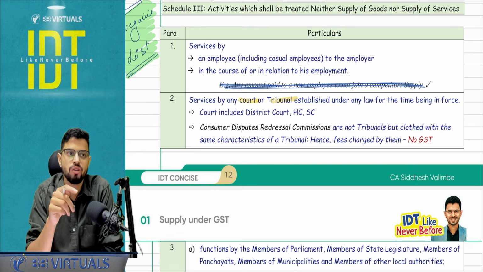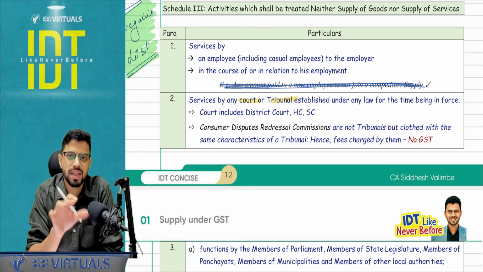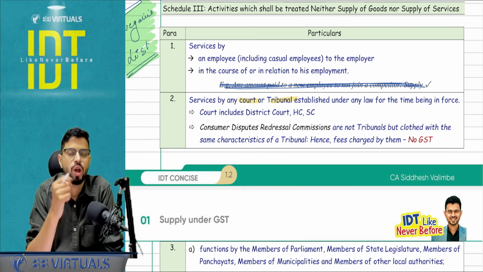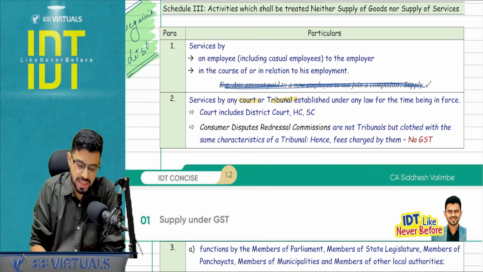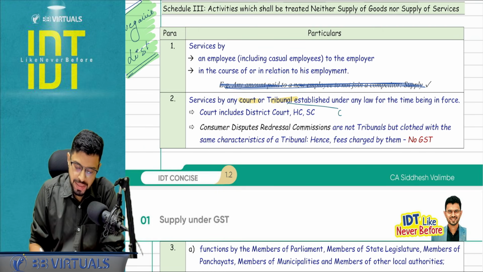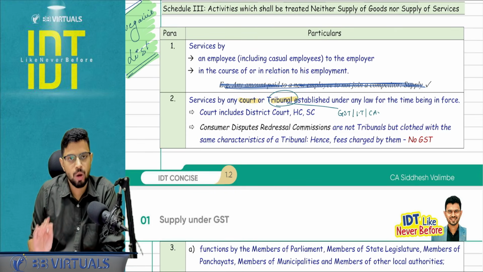So the service of adjudication, of deciding the case, of giving you the justice by the court or any tribunal, for example GST appellate tribunal, income tax appellate tribunal, Companies Act tribunal, those are also non-supply. Any tribunal established under any law for the time being in force, and court means all the levels are included: the lowest level district court, high court, or the apex court, that is the Supreme Court. So the filing fees that you pay are not under GST.